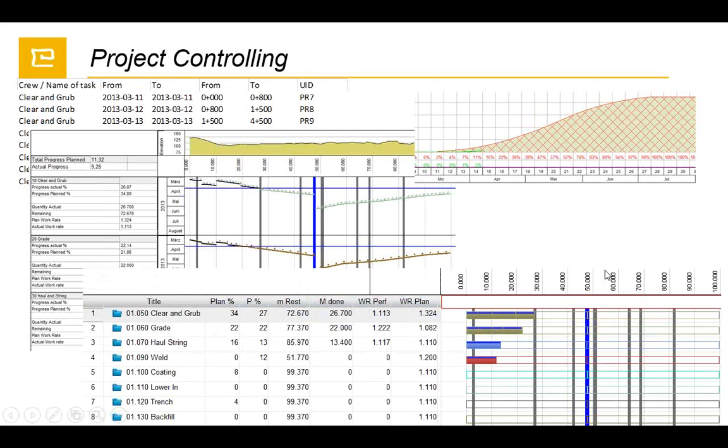And this is a different way of representing the work groups. Here we see that there are two crews. One is coming from the left part, one is coming from the right side to complete the works. And clearing and grubbing, it is the same works, and planned percentage, in this case 34%, in this dashboard was giving the same, and the progress part 27%.